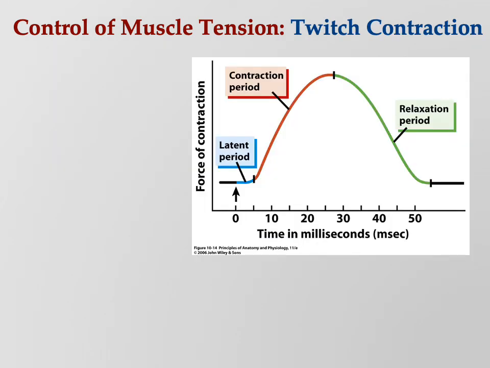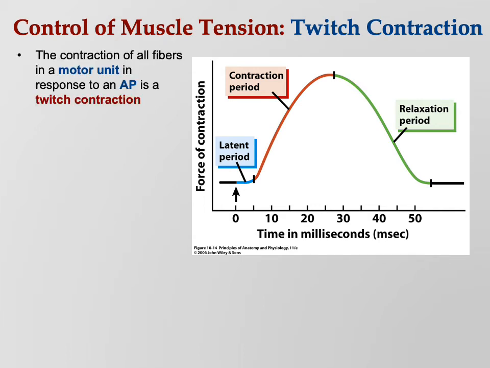So in order to talk about the wave summation, let's look at a basic, what's called a twitch contraction. So contraction of all fibers in a motor unit is called a twitch contraction. A single action potential causes a twitch contraction. So look at the diagram.